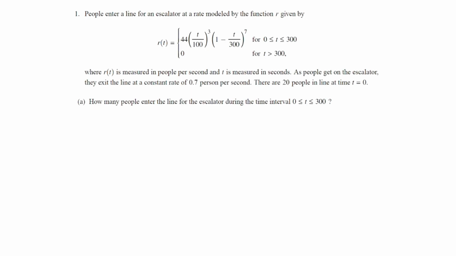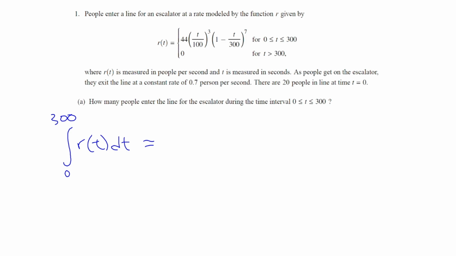So part A just asks us how many people enter the line for the escalator from t equals 0 to t equals 300. Well, in order to figure out the amount of people, you just have to integrate the rate. So all we need to do here is an integral from 0 to 300 of r of t dt. And of course, r of t here is 44 times t over 100 cubed times 1 minus t over 300 to the 7th. So we'll just use our calculator to figure out what that integral is.